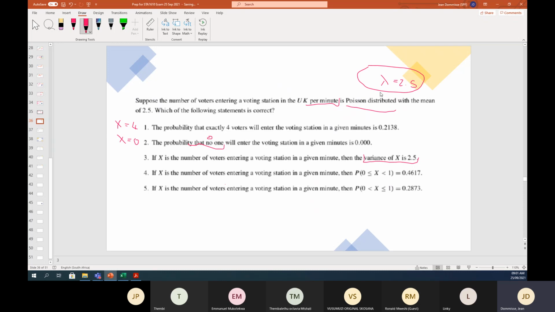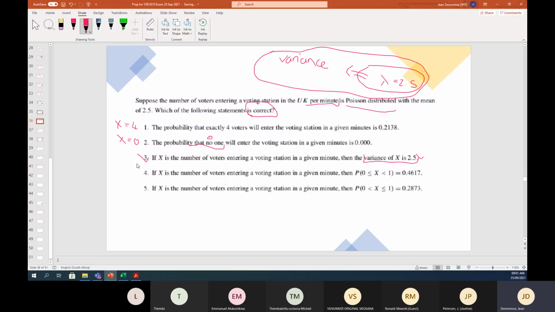Okay, so the first thing: the mean and the variance of the Poisson distribution are exactly the same. That is one of the rules, mean and variance exactly the same. So the variance of X is 2.5. Okay. Oh, actually we're looking for the correct one. So that was correct. Okay, so this was an interesting one.